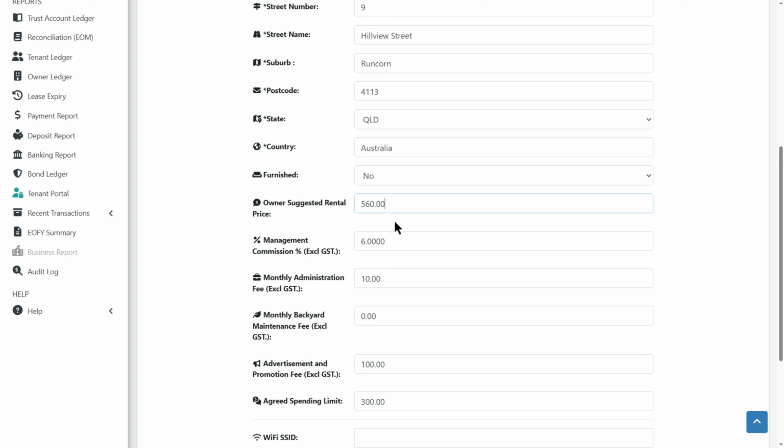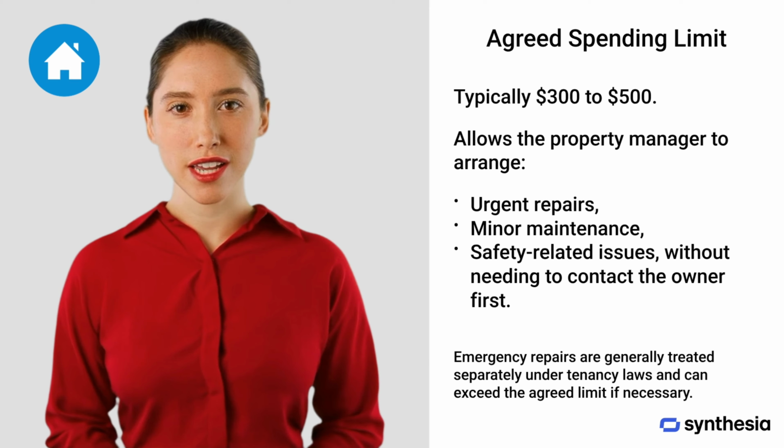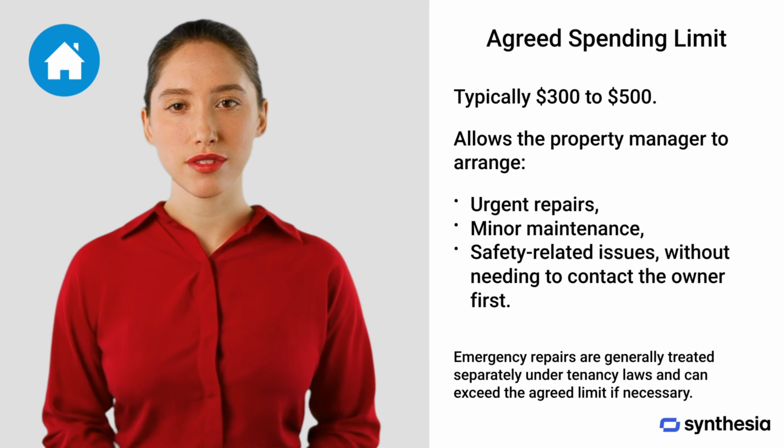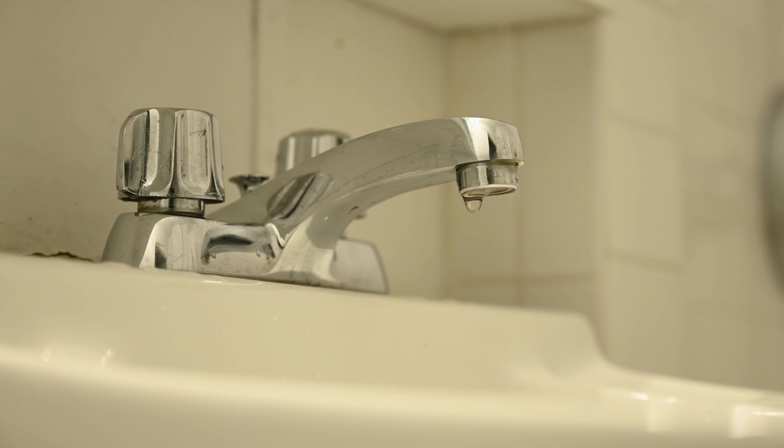Agreed spending limit is for note-taking purposes only. It refers to the amount authorized by the owner for minor repairs without prior approval. It is typically set at $300 to $500. The agreed spending limit usually allows the property manager to arrange urgent repairs, minor maintenance, and safety-related issues, without needing to contact the owner first each time.